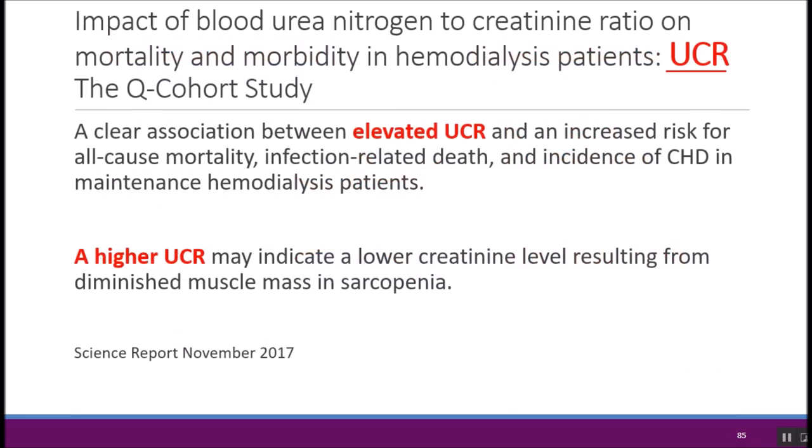So protein energy wasting in patients on dialysis is important to judge clinically and by laboratory. You can assess it by a very simple equation, which is the urea creatinine ratio. There is a clear association between an elevated urea creatinine ratio and increased risk for all-cause mortality, infection-related death, and the incidence of coronary heart disease. A higher urea creatinine ratio may indicate a lower creatinine level resulting from diminished muscle mass in sarcopenic patients.